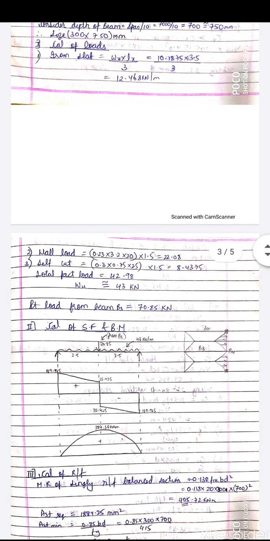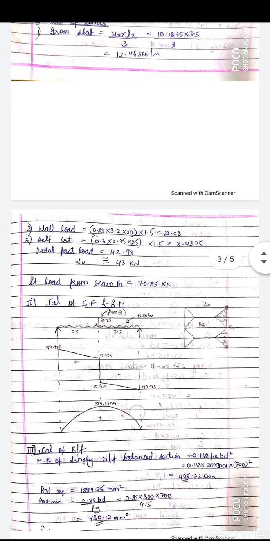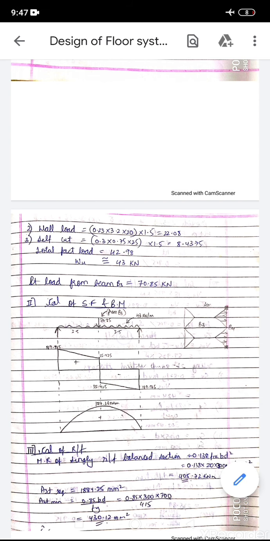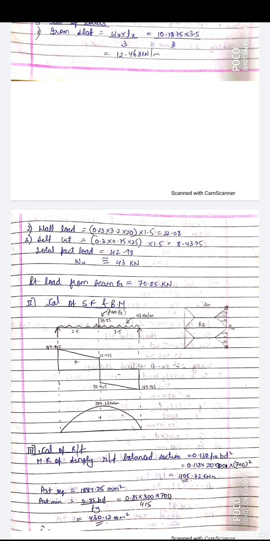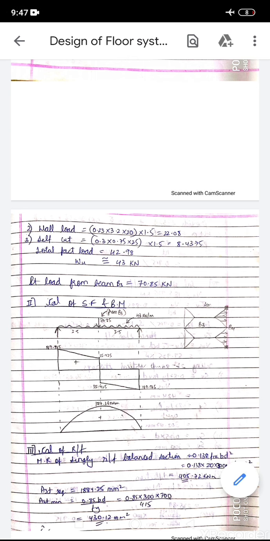The second step is to find out the shear force and the bending moment diagram. The total span is 7 meters, and a point load is acting at the center, at 3.5 meter. This is 3.5, and this point load from beam B3 is 70.85 kilonewton, and the total UDL on the beam is 43 kilonewton per meter. Now it's a simply supported beam. You just have to find out the shear force and bending moment diagram.